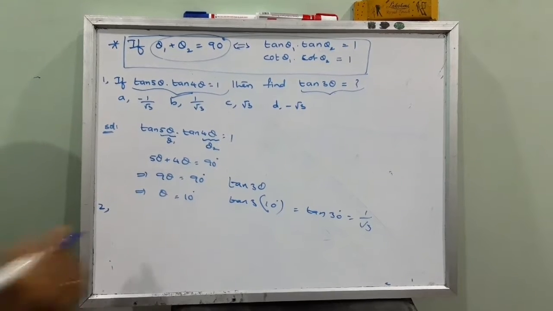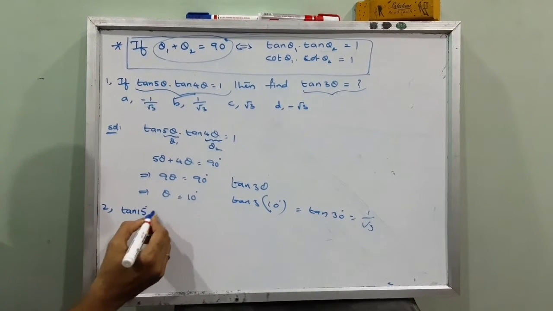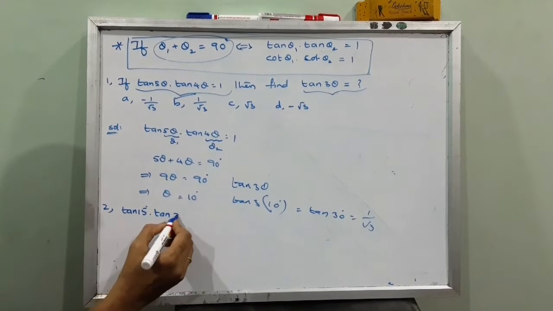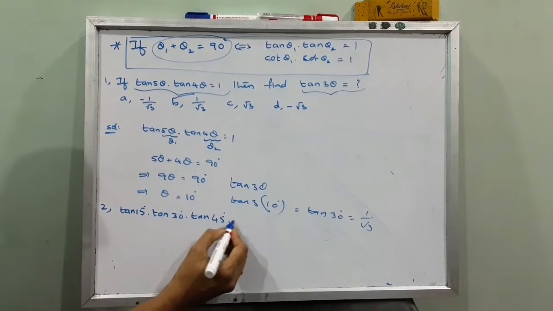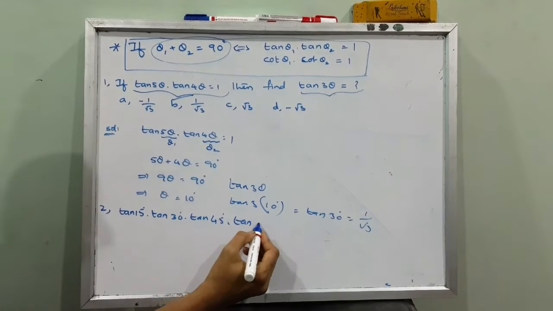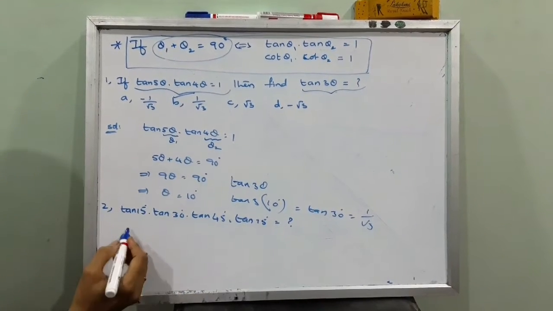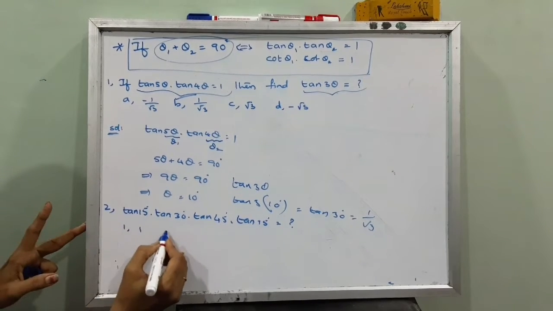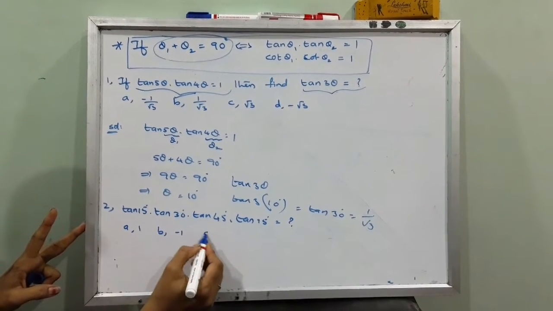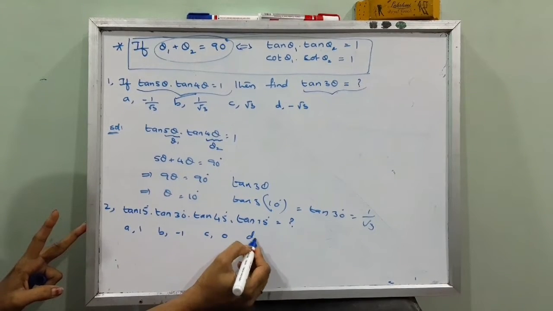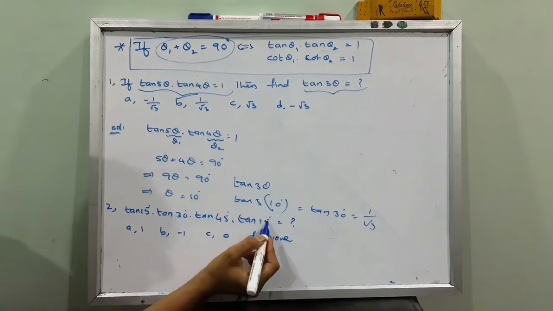If tan 15 degrees into tan 30 degrees into tan 45 degrees into tan 75 degrees is equal to how much? Option A is 1, option B is minus 1, option C is 0, option D is none of these.